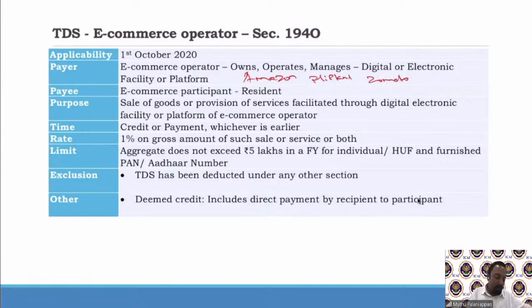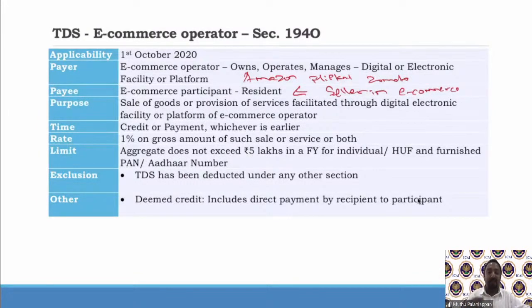Now, who is an e-commerce participant? An e-commerce participant is a resident. So whosoever is actually participating through this e-commerce operator. So what exactly is the e-commerce participant? A resident for whom this e-commerce operator is facilitating, which means a seller on e-commerce sites.